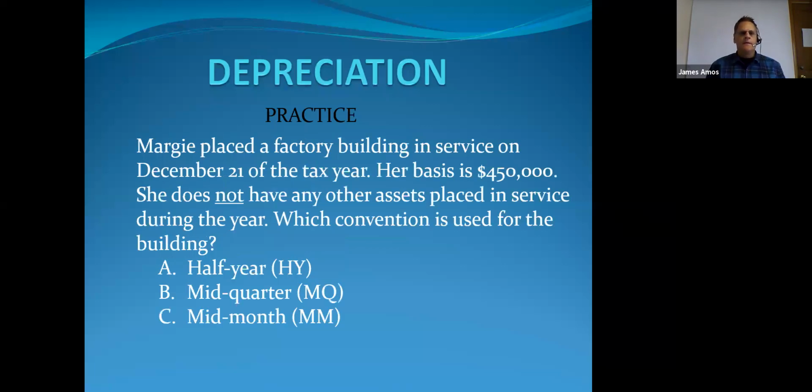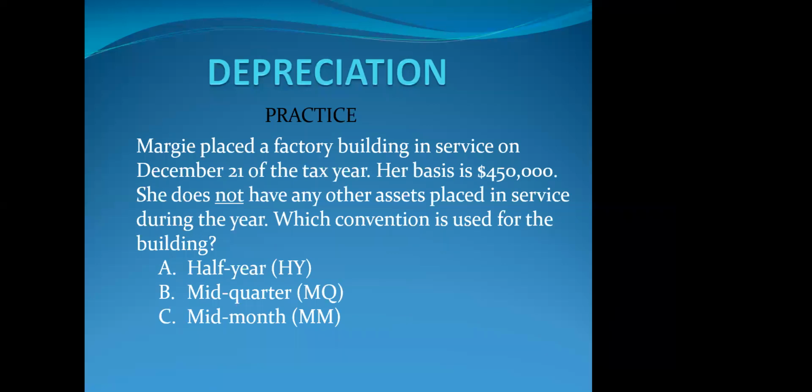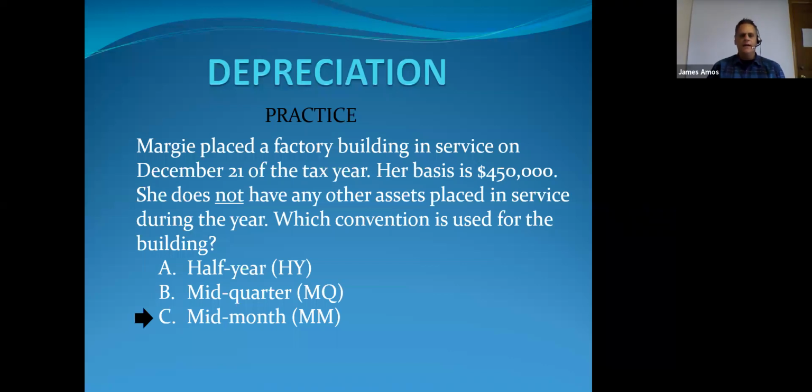Okay. Margie placed a factory building in service on December 21st of the tax year. Her basis is $450,000. She does not have any other assets placed in service during the year. Which convention is used for the building? Mid-month. That's exactly right. And it's not mid-quarter, even though all of her basis is in the last quarter of the year. The reason is because mid-month trumps when you have real estate. That's exactly right.